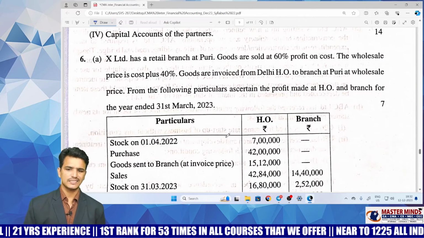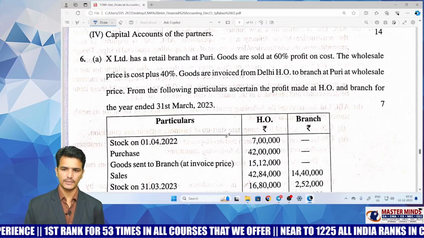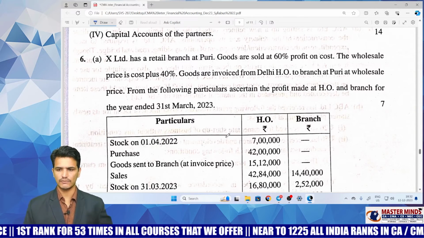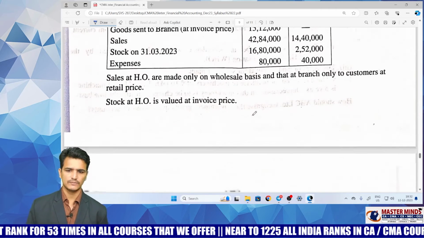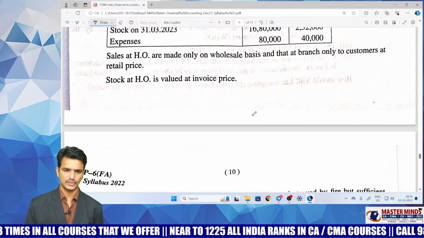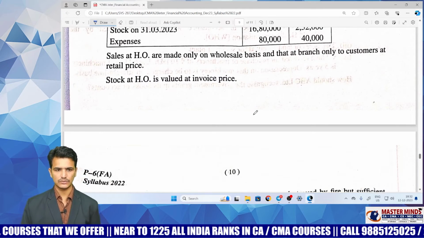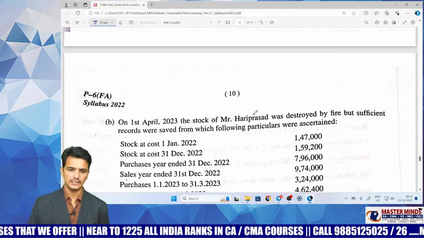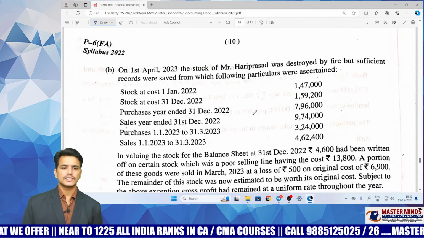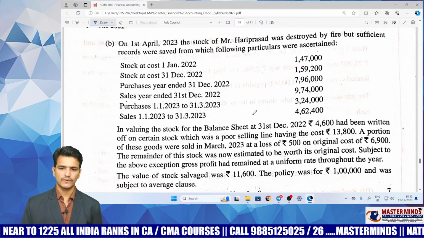So here 6a is related to branch accounts, and this is a direct question which is given in the study material, and this question is also covered in our Masterminds material. Those who have gone through this problem in the CRD question, so it is a CRD question, those who have attended the class and practiced this question can comfortably and easily answer it. And next one, question number 6b is related to computation of claim in case of loss of stock.